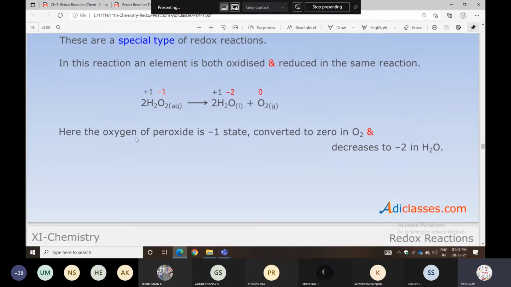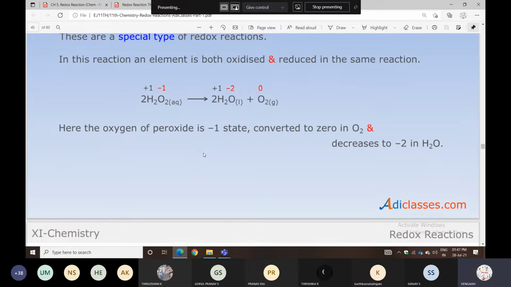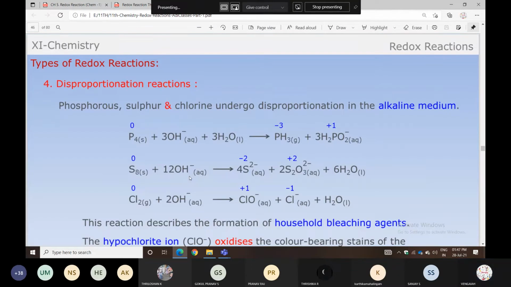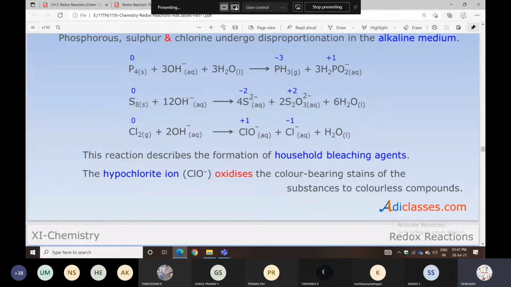They give an example also. The oxygen here is in peroxide, H2O2. That is the peroxide group. So in the peroxide condition, the oxygen oxidation state is -1, and it is converted into 0, that is O2, a homo molecule. Again it decreases to -2 in the water molecule. So oxygen has 3 variable oxidation states. One more example is given: phosphorus, sulfur, chlorine undergo disproportion reaction in alkaline medium, that is, basic medium.